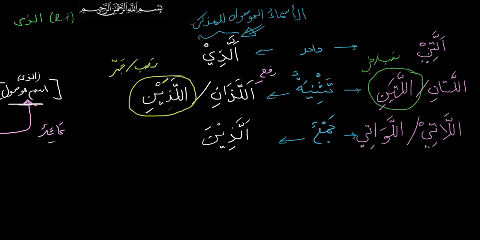Okay, so you have to memorize this table. So wahid. The way you memorize is الذي اللذان اللذين الذين الذي اللذان اللذين الذين التي اللتان اللتين and then اللاتي اللواتي. There's one more thing to note over here in regards to spelling.